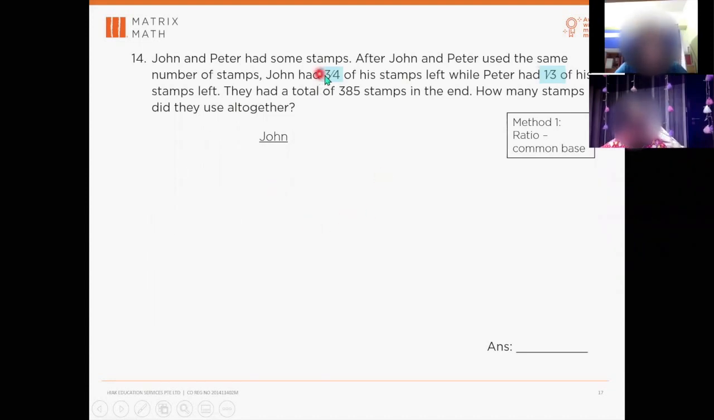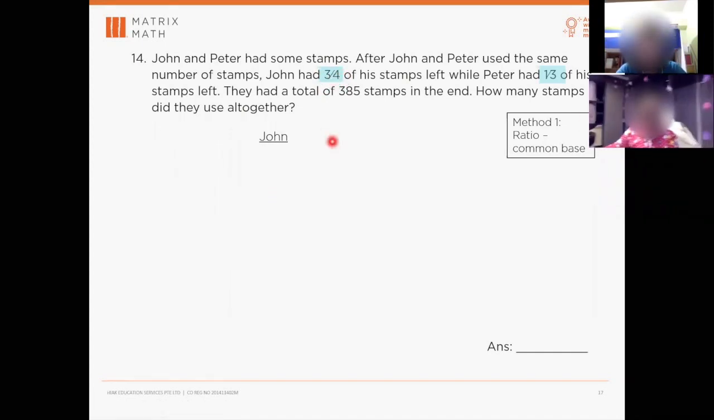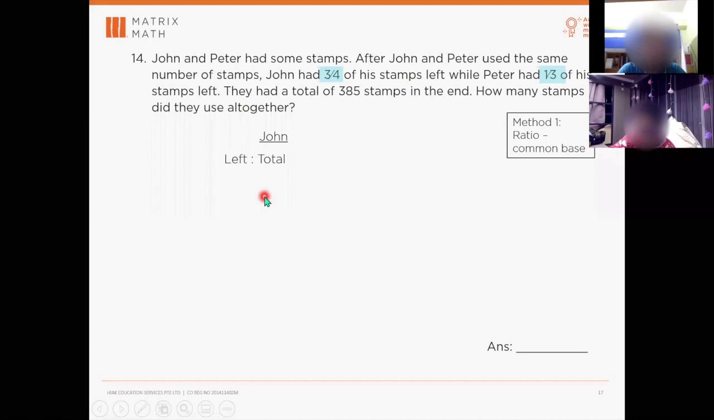Now you have the number 3 and the 4 here. You must understand what 3 units means, what 4 units means first. What is 3 units in this case? 3 units is how much he has left. What about the 4 units? Before, the total. Correct, 4 units is all together what he has. So 3 units is what he has left in the end. So I'll write down left to total. 3 is to 4.